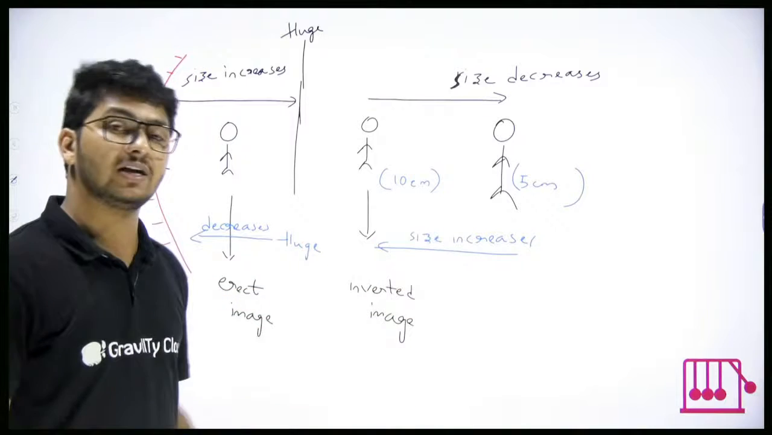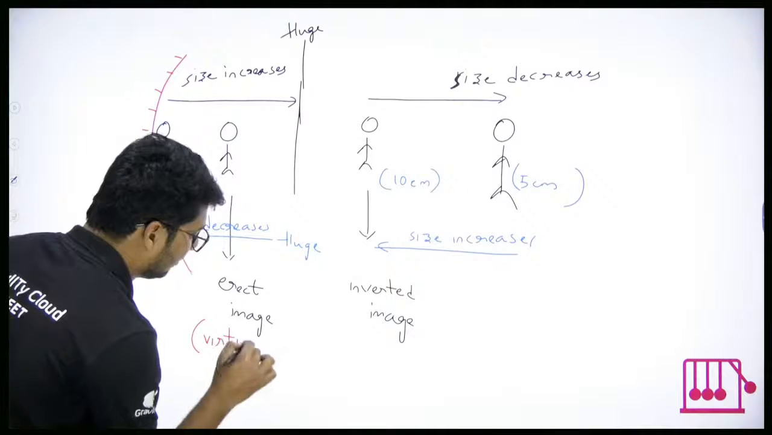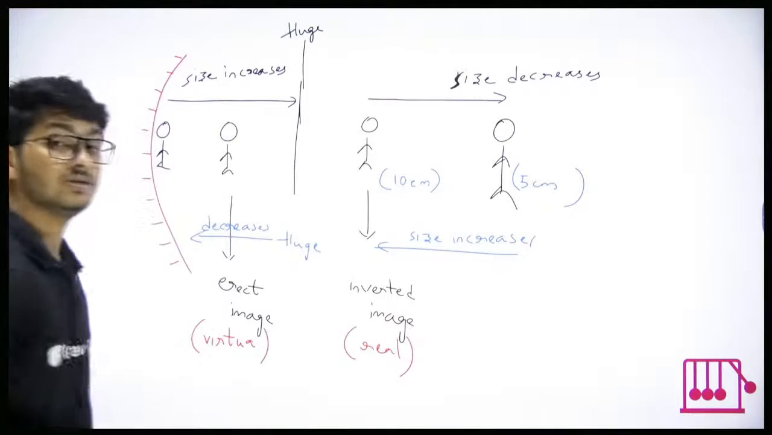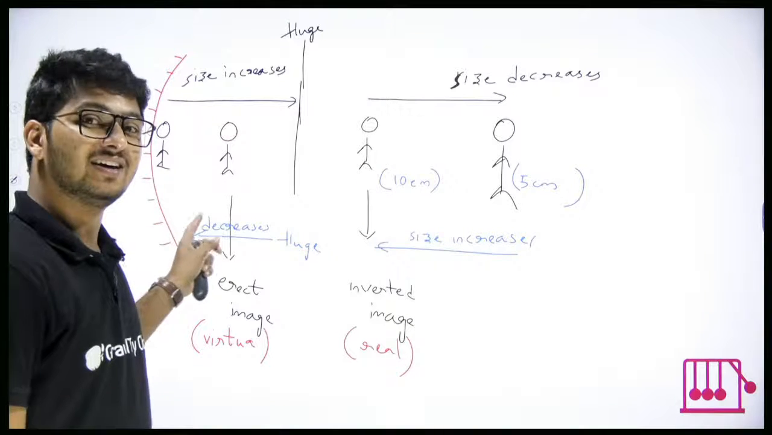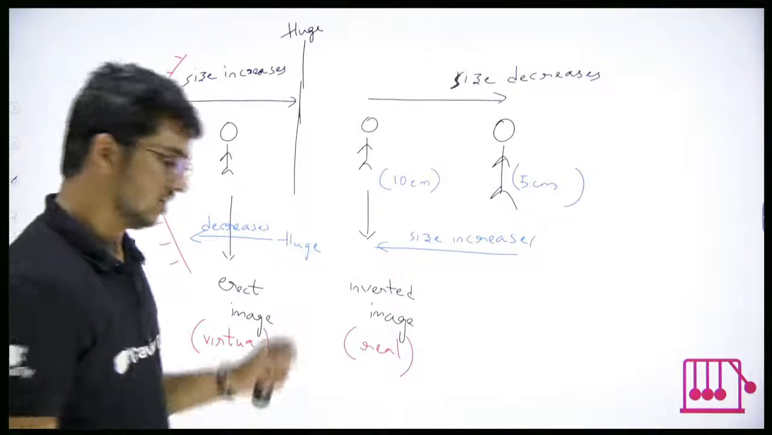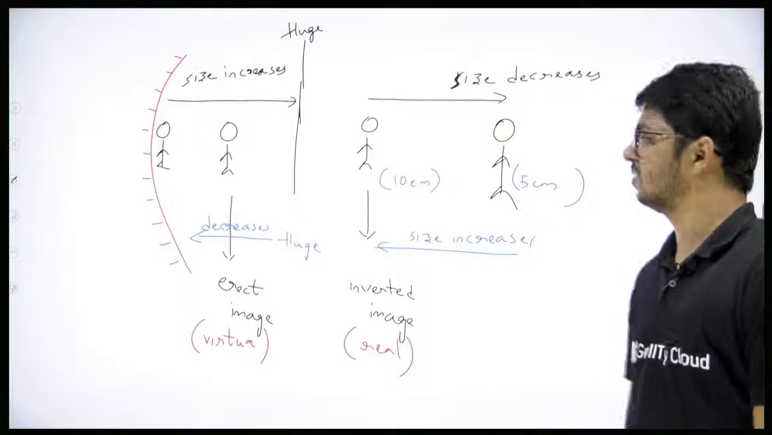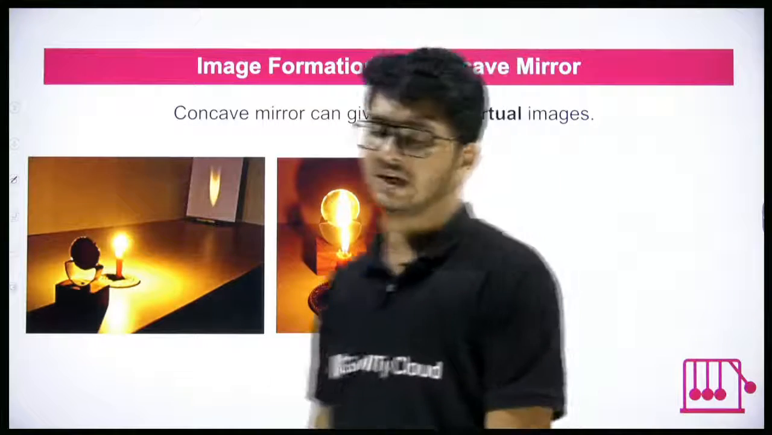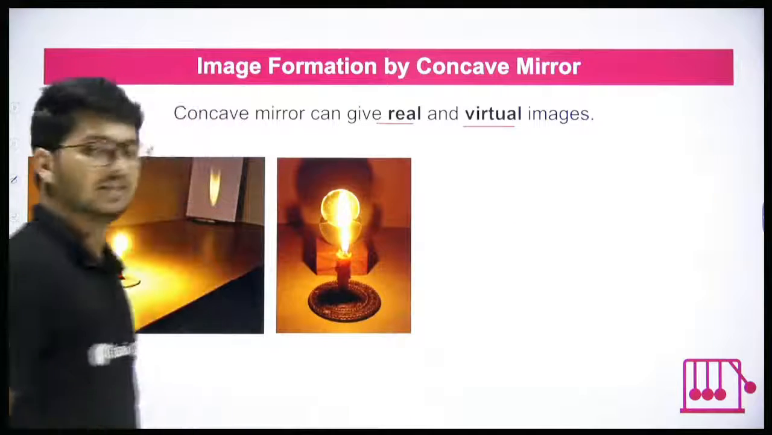Okay. So if I come back to our case, for a concave mirror, I am getting both erect images as well as inverted images. What does that mean? Erect image will mean we are getting a virtual image. Inverted image will mean we are getting a real image. So, depending on distance from the mirror, you can get a virtual image and you can also get what? A real image. Both of them are possible. Good. So let's continue. Concave mirrors can give real and virtual images, both of them.